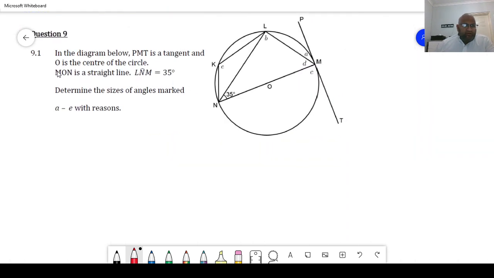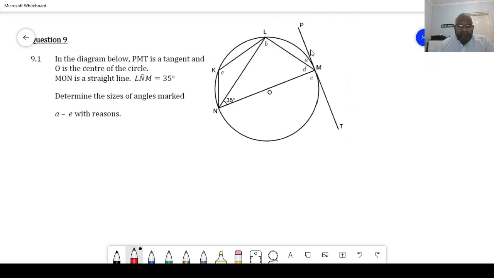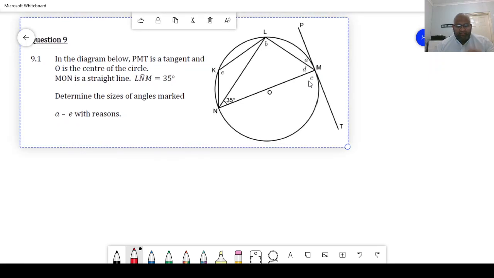Then we are told that O is the center of the circle. So if this is the center of the circle, which makes this your diameter, then angle B or angle L has to be 90 degrees. Why? Angle in semicircle. Okay. This is also the center of the circle, and this being your tangent here, your tangent will be perpendicular to your radius. Okay, so angle C will be 90 degrees as well, radius perpendicular to tangent.